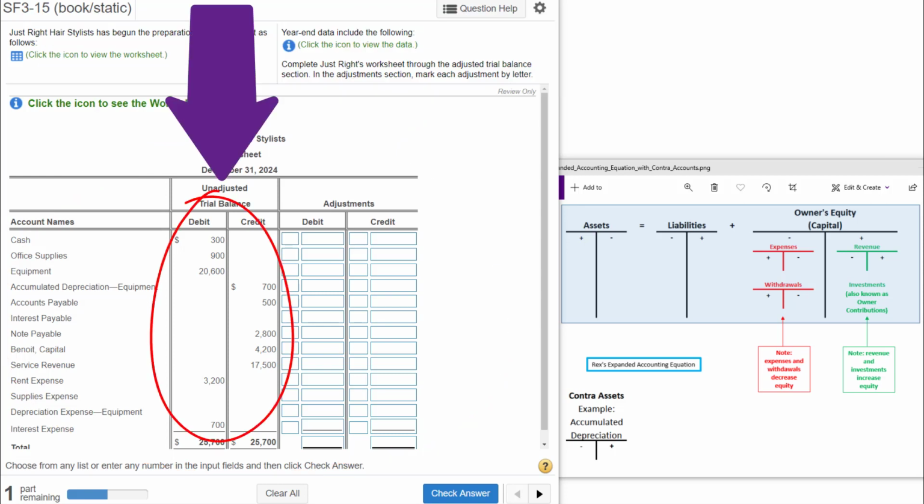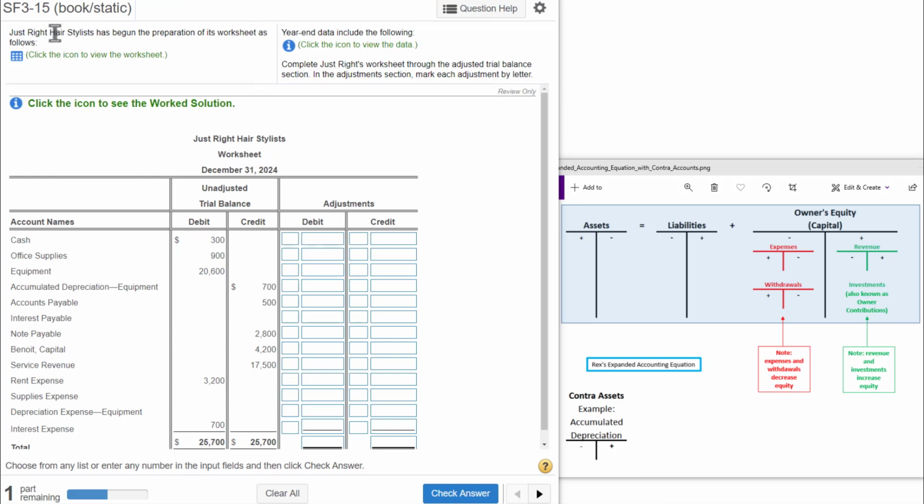On the far left column, we have the unadjusted trial balance, and a lot of students, when we get to the project, forget where these numbers come from. These balances, like the cash, $300, office supplies, $900, come from the ledger and represent our account balances before the adjustments are done.